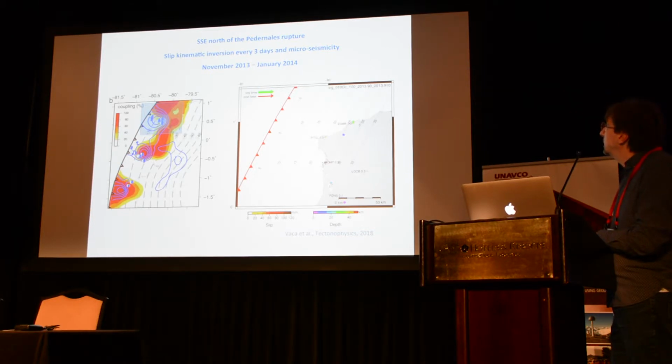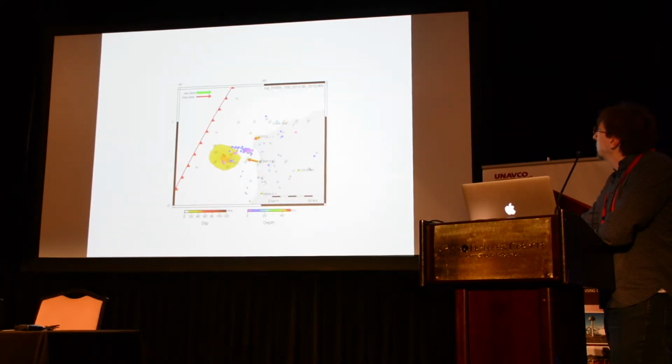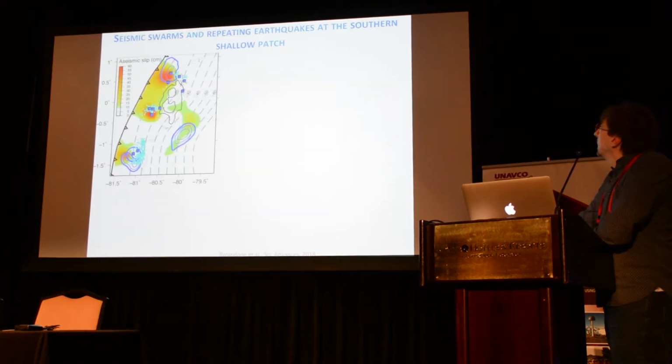We will start with the northern patch, where we have high afterslip, and during 2 months in late November 2013, this is what we observed. We observe a slow slip event with triggered seismicity. The seismicity is organized into families of repeating earthquakes, and we have a northern propagation of these slow slip events. The total moment magnitude is about 6.3, and we see that the slip distribution for the slow slip event correlates very well with the area of large afterslip.